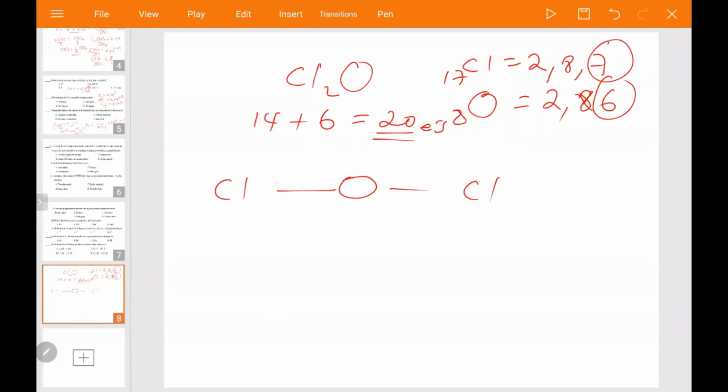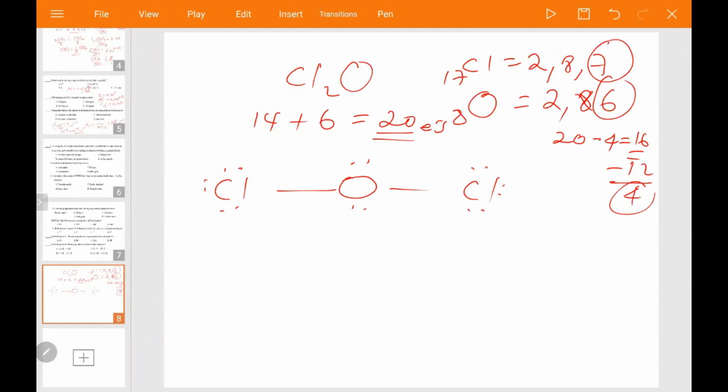How many electrons are used here? A single line represents 2 electrons. Here I used 4 in total. From 20 we subtract 4, so 16 are left. Now first satisfy the octet rule for each terminal atom: how many do I give each? 6 and 6, so 6 plus 6 is 12. 4 are left. These 4 electrons should be given to the central atom.